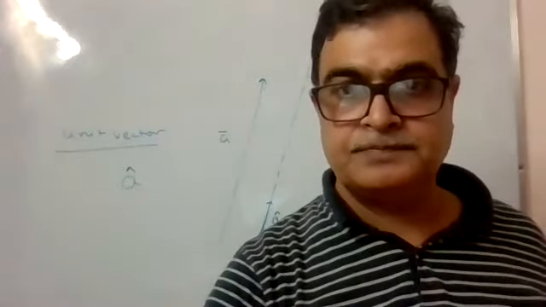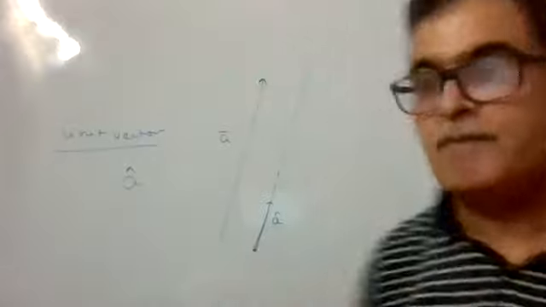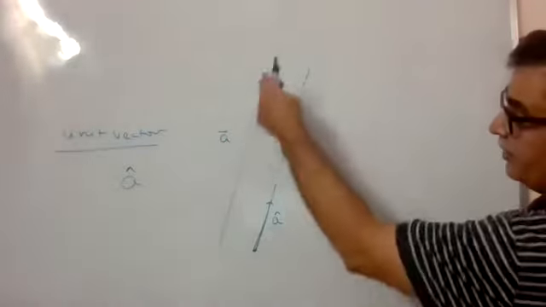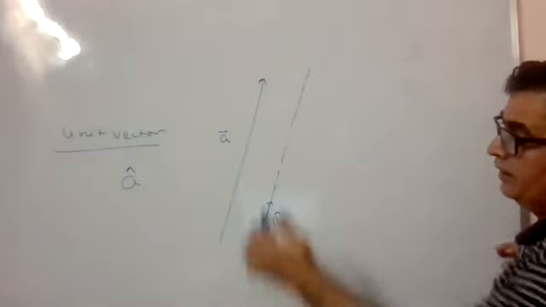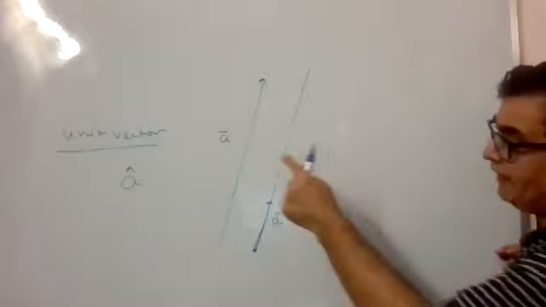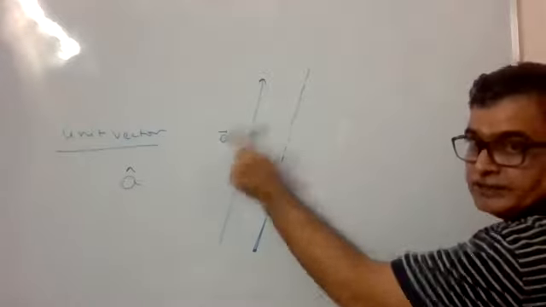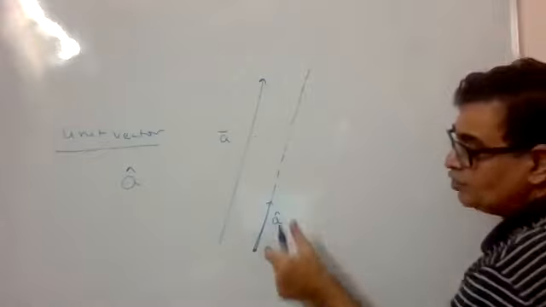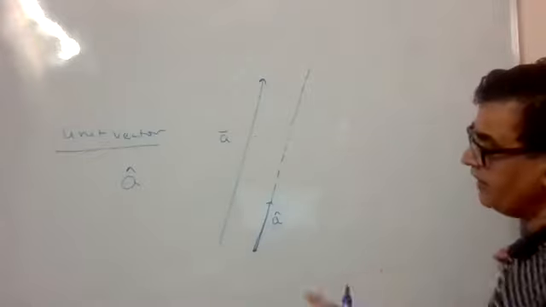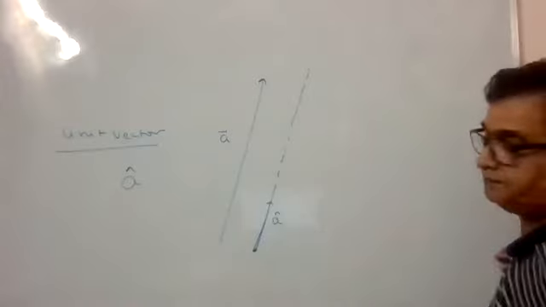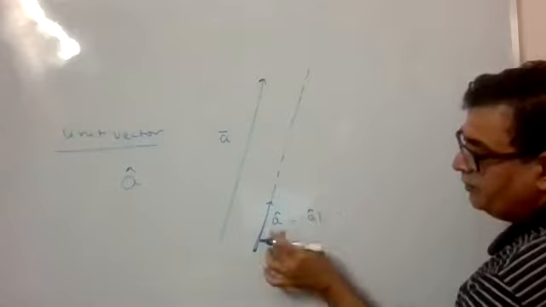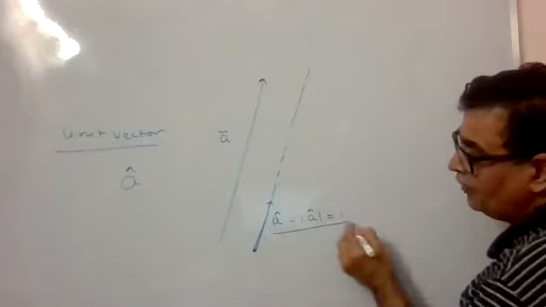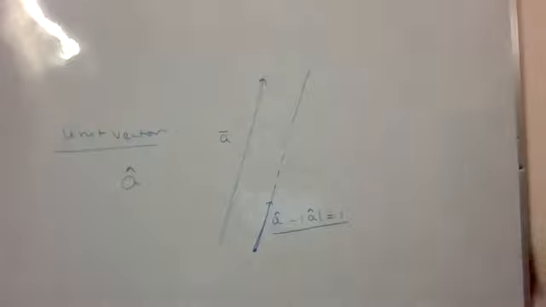Okay. So here we have a vector A. This is vector A given to you. Then the unit vector which you are going to calculate should be in the direction of A first, and its magnitude has to be 1. That means this is vector A cap, and its magnitude always comes out to be 1. The unit vector always has a magnitude equal to 1.